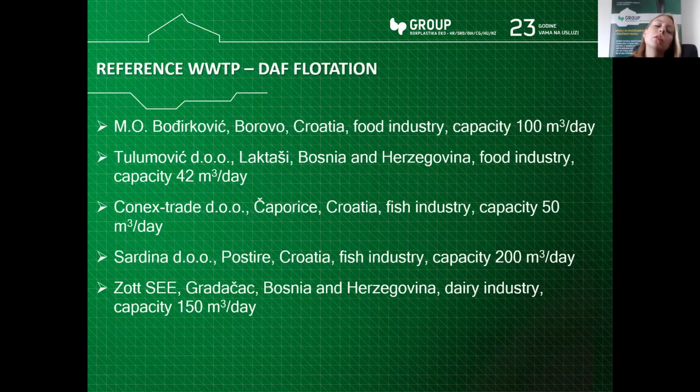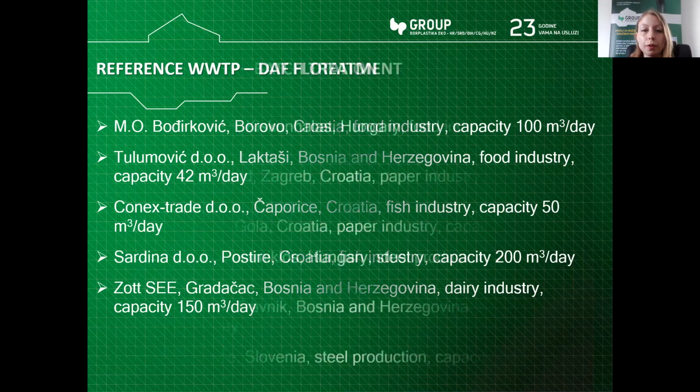On this slide, we can see some reference wastewater treatment plants that use flotation. You can see the capacity varies from 42 or 50 to 200 cubic meters per day. You can see it's the food industry, fish industry, or dairy industry. They have a large capacity of wastewater, and most of the pollutants in that wastewater are organic and they float, so we were able to use flotation.